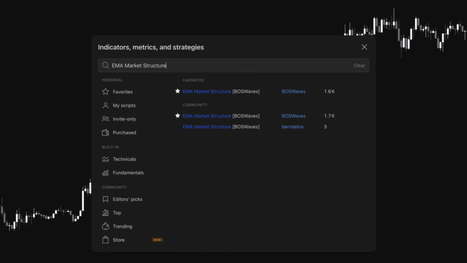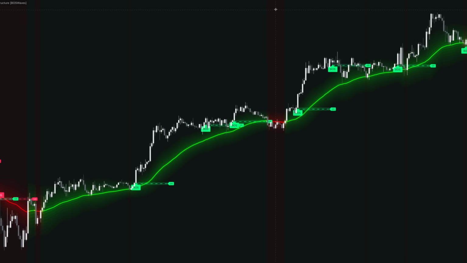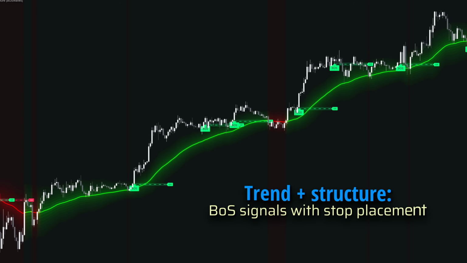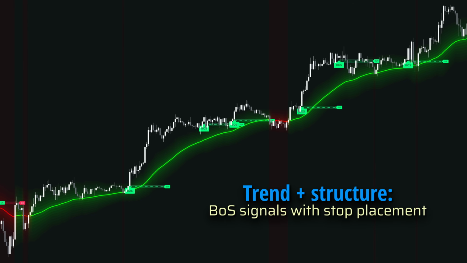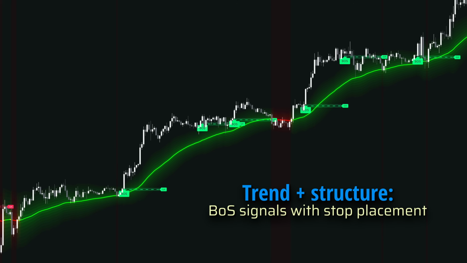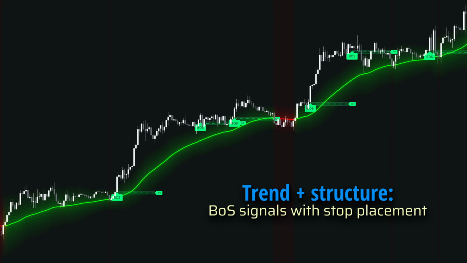EMA market structure. Created by Boss Waves, this Pine script indicator merges exponential moving average trend filtering with swing-based market structure analysis, providing break-of-structure signals alongside suggested stop-loss placement.